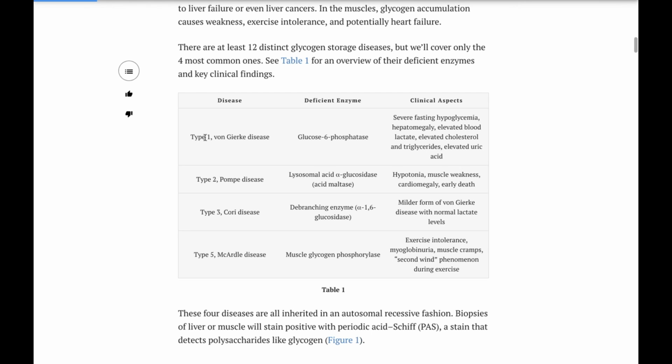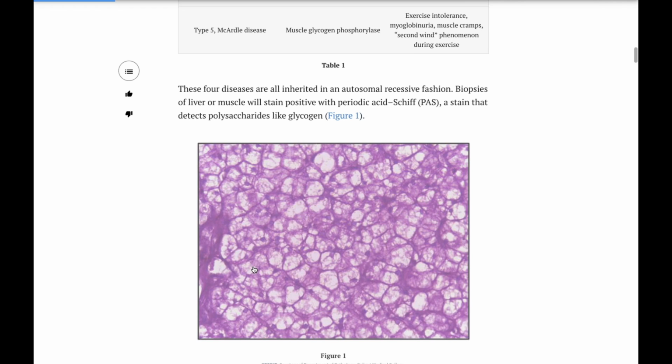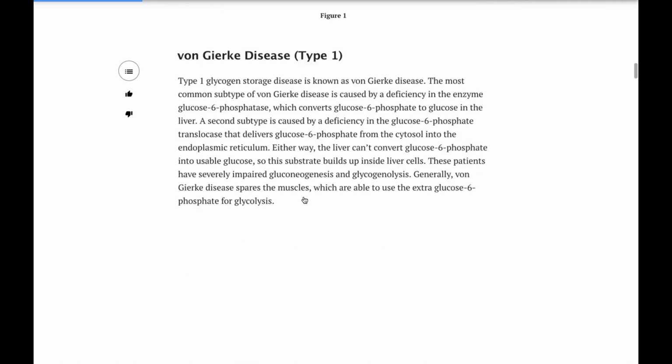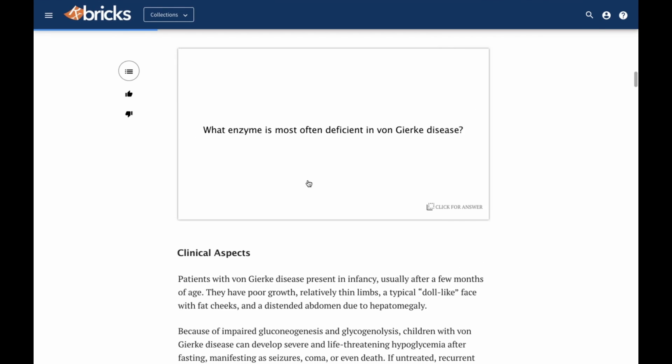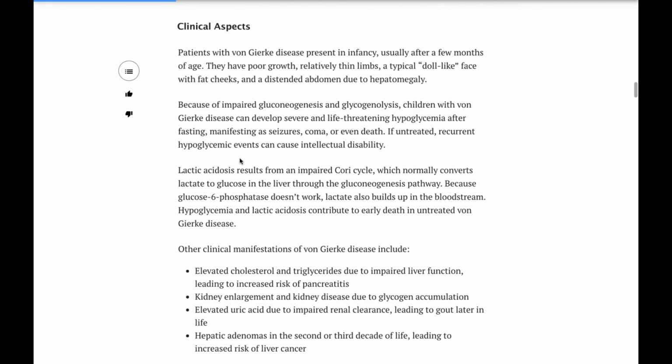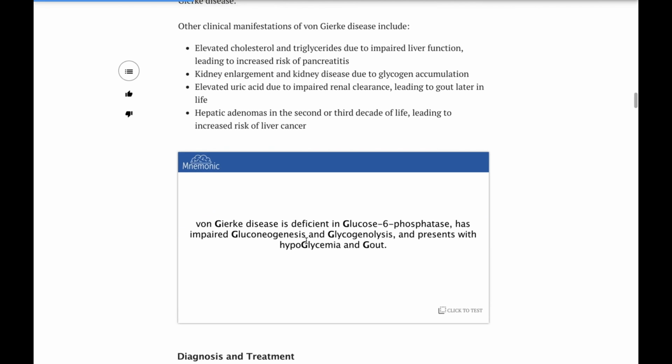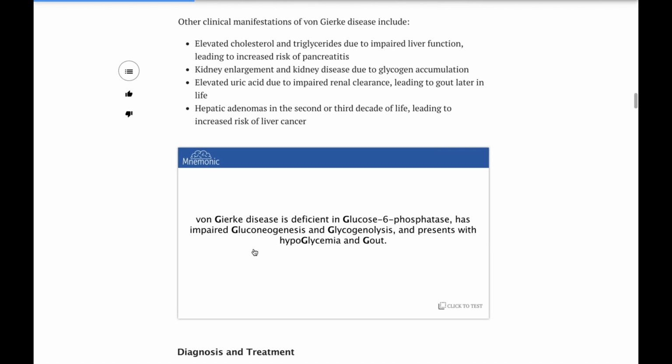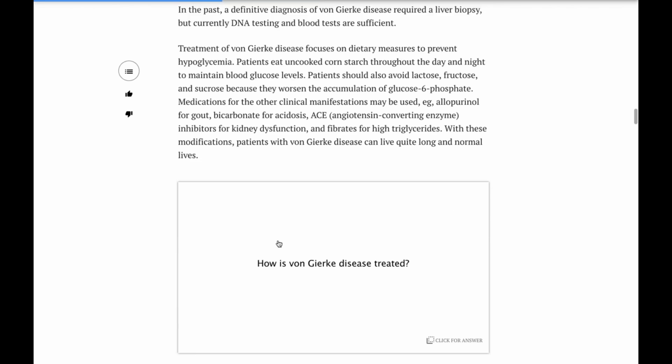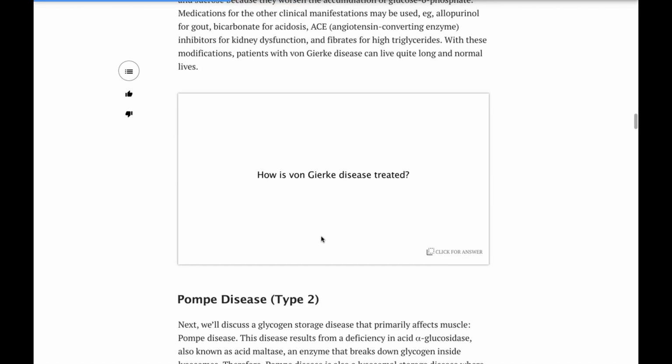And as you can see here, we have a table of von Gierke's, Pompe's, Cori's, McArdle's. Have some nice images here. Flashcards. This is the answer that most of you selected, right? Glucose 6-phosphatase. Then we have the clinical aspect as well of all these different diseases and their manifestations. Mnemonics to help you remember things. How do we treat it?